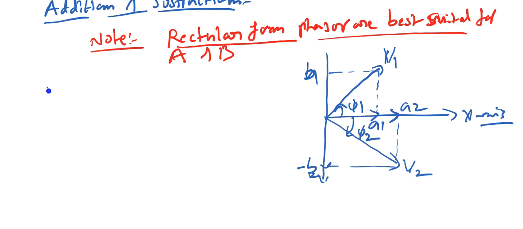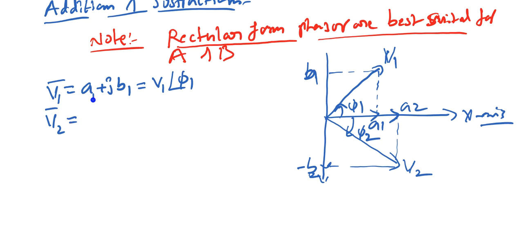Then how will you define this V1 vector here? I will write the rectangular form: it is simply a1 plus j b1, isn't it? If you want to write it in polar form, it is V1 at angle phi 1. Similarly, for V2, it is a2 minus j b2, because it is going in the downward direction, so you have a minus sign here. And V2 in polar form is at angle minus phi 2.